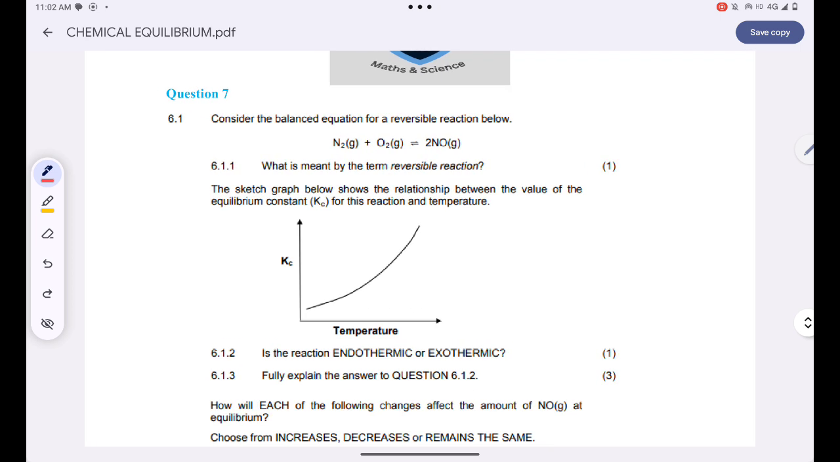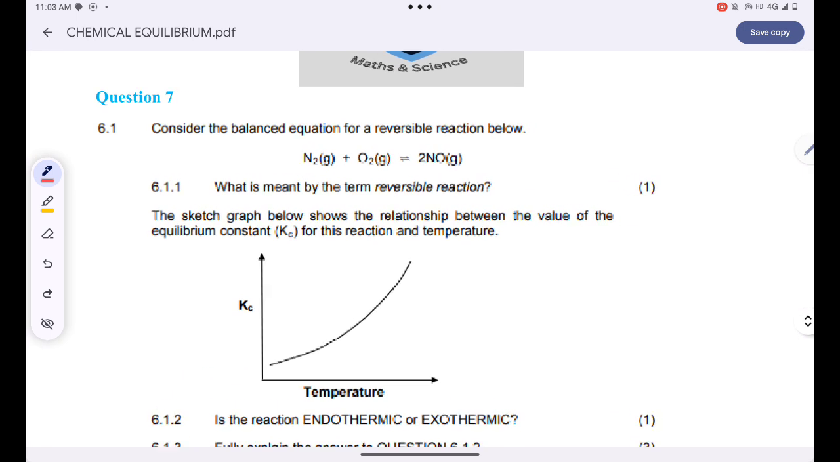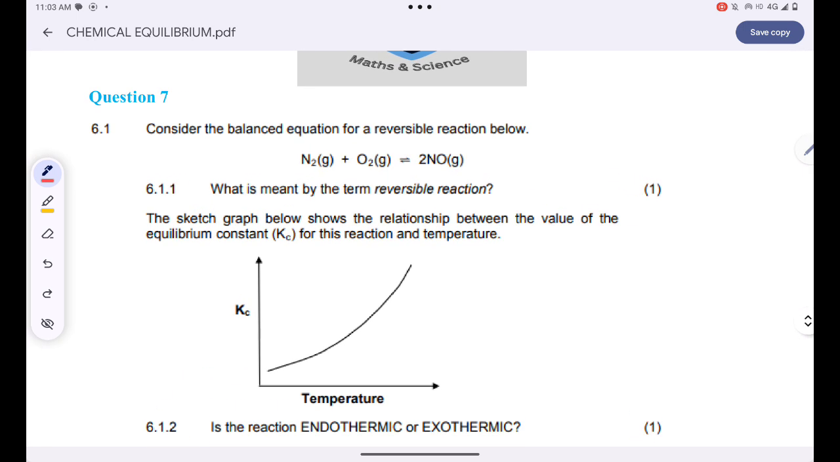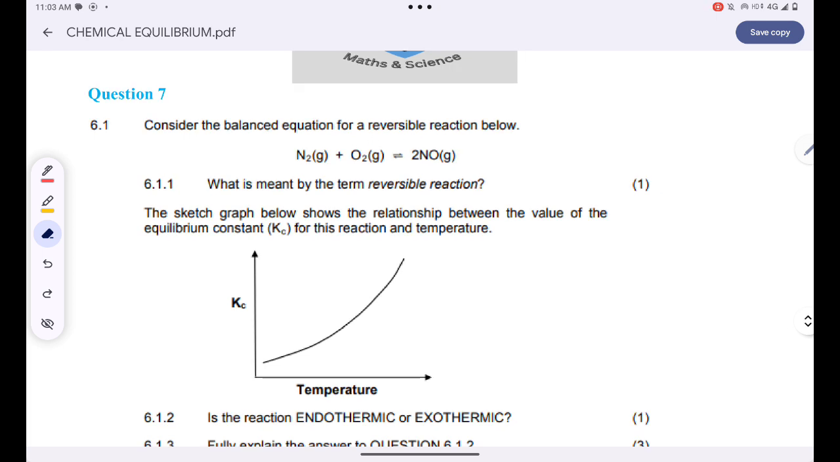Okay, we are being asked to consider the balanced equation for the reversible reaction. In our reversible reaction, we have nitrogen which will react with oxygen to form nitrogen monoxide. First question, what is meant by the term reversible reaction? A reversible reaction is just a reaction whereby your products can be converted to form reactants again. It's a reaction such that products can be converted to form reactants.